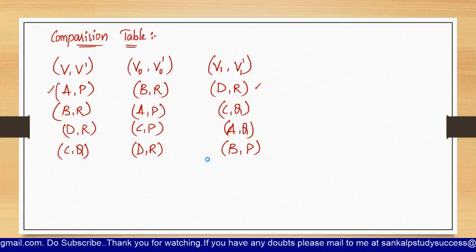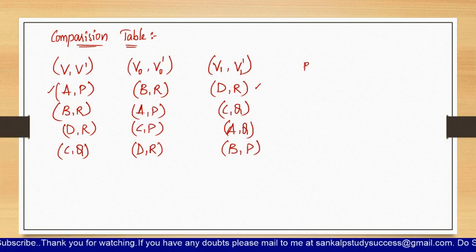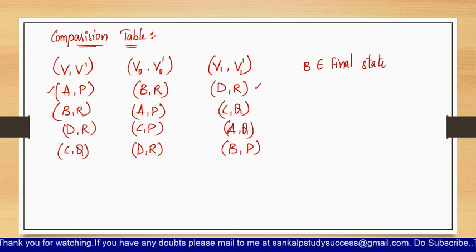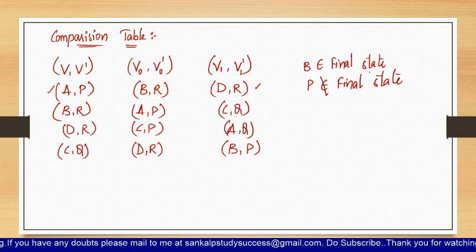So if you see BP, B is the final state but P is the non-final state. That means B belongs to the final state and P does not belong to the final state. That means it is a non-final state. So if you get any one case in the comparison table where one is the final state and the other is the non-final state, then you can say that the given machines, that is M1 and M2, the given finite state machines, are not equivalent.